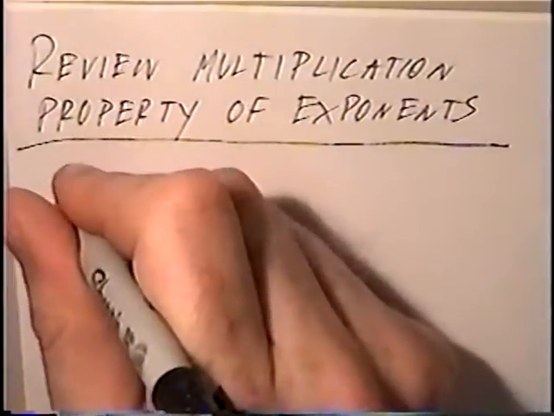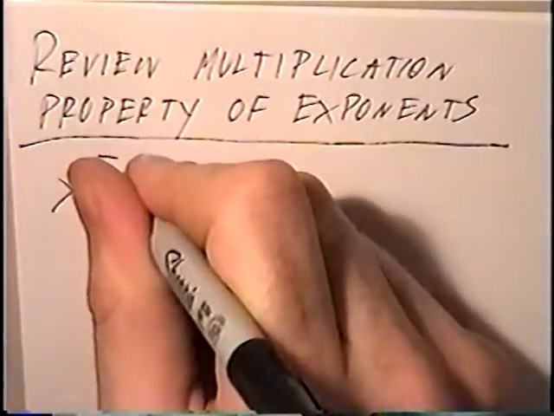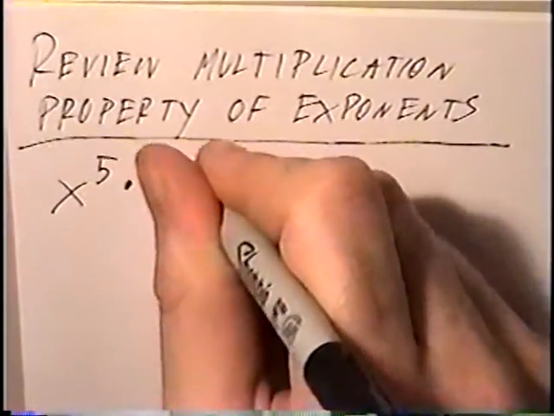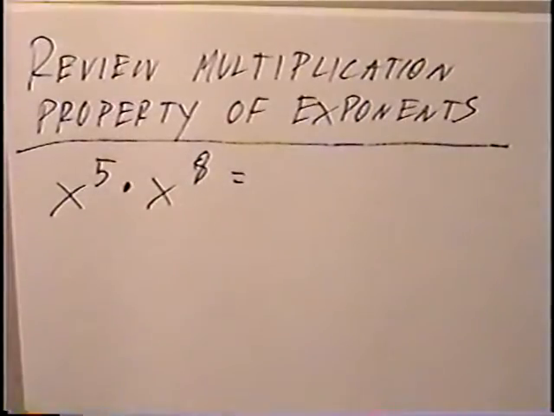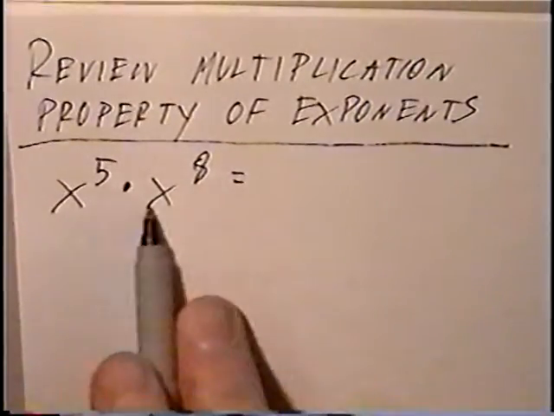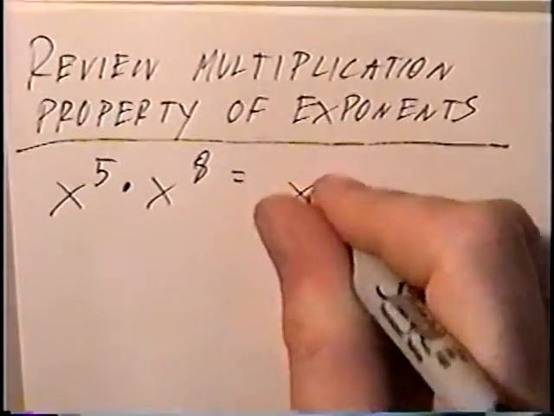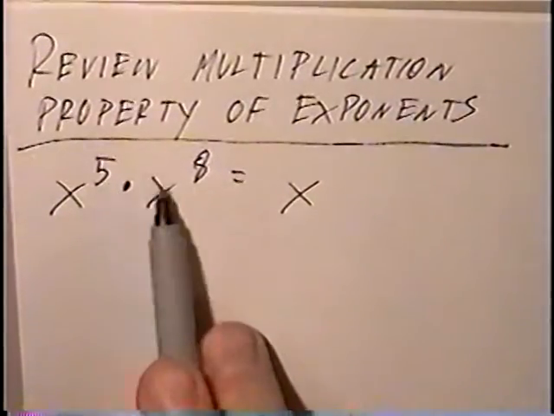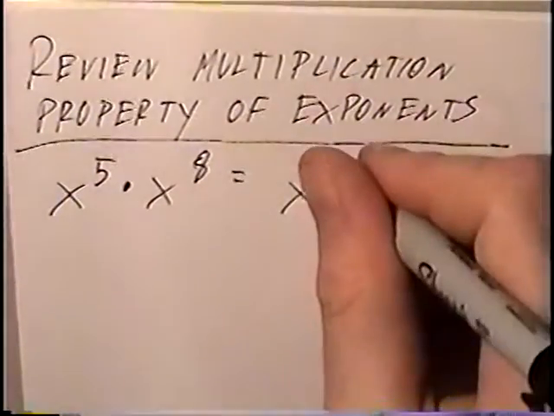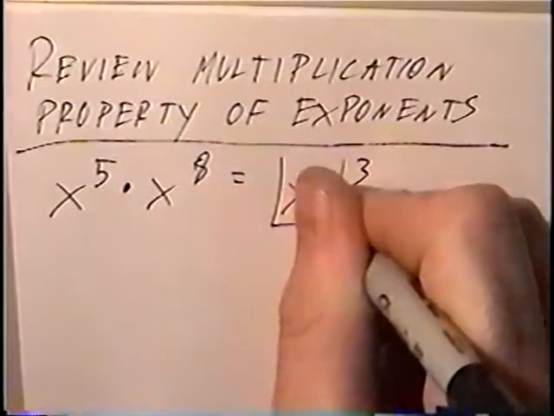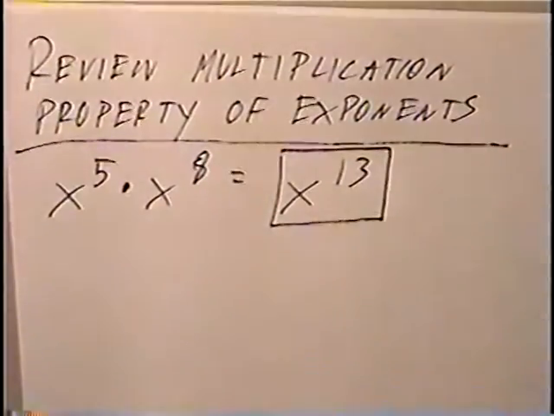First question, x to the fifth times x to the eighth. Again, if you have the same base, the same variable, or same number, in this case we have x, it would stay the same, and the exponents 5 and 8, we can add those together. So our final answer is x to the 13th.